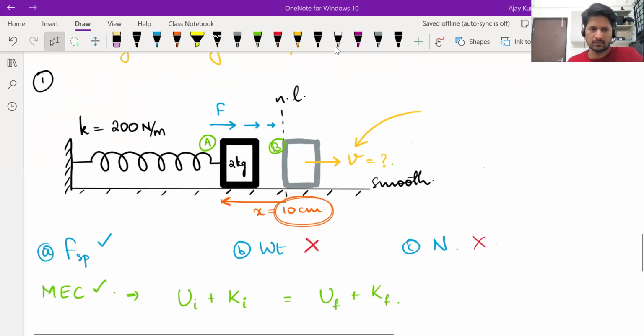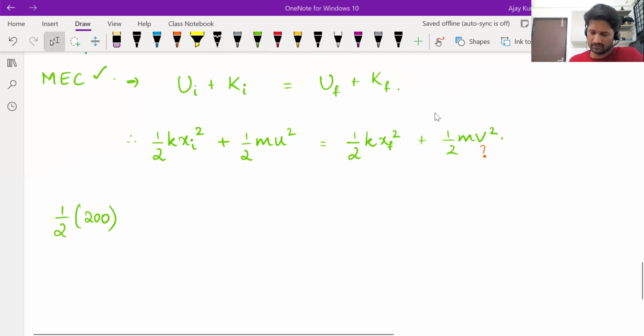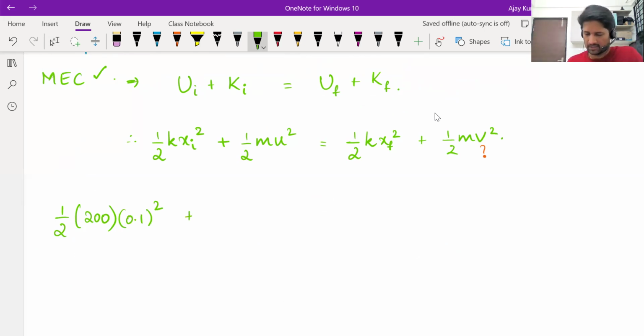Yes. Okay. Initial compression or elongation? So 0.1 the whole square. 10 centimeters is 0.1 meter and you square it. Okay, that's half K x initial squared plus half mass of the block, which I think is 2 kg, u squared is 0, it was released from rest, is equal to, finally, we want to calculate the speed of the block when the spring returns to natural length. So how much is x final? 0. 0 plus half mass of the block, 2 kg, v squared.